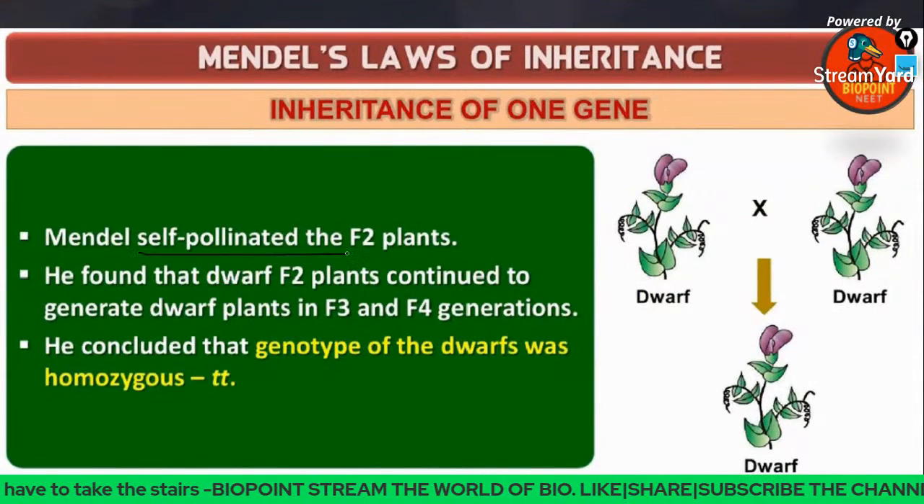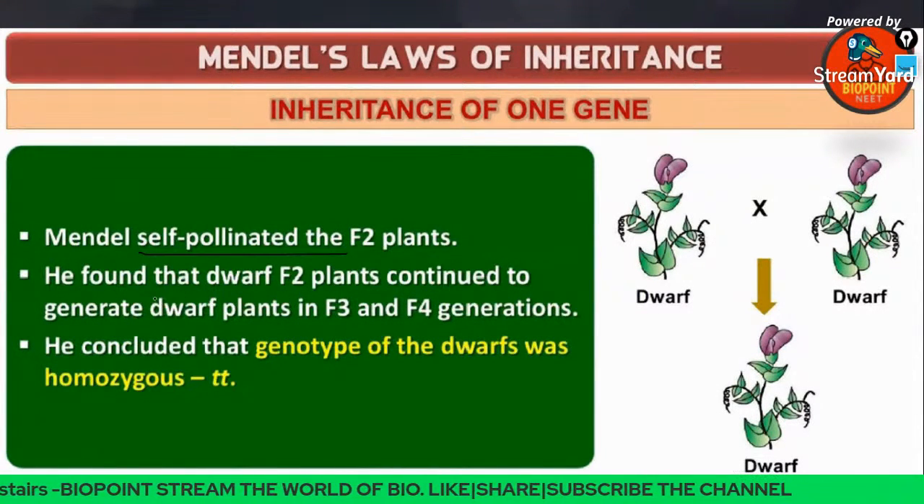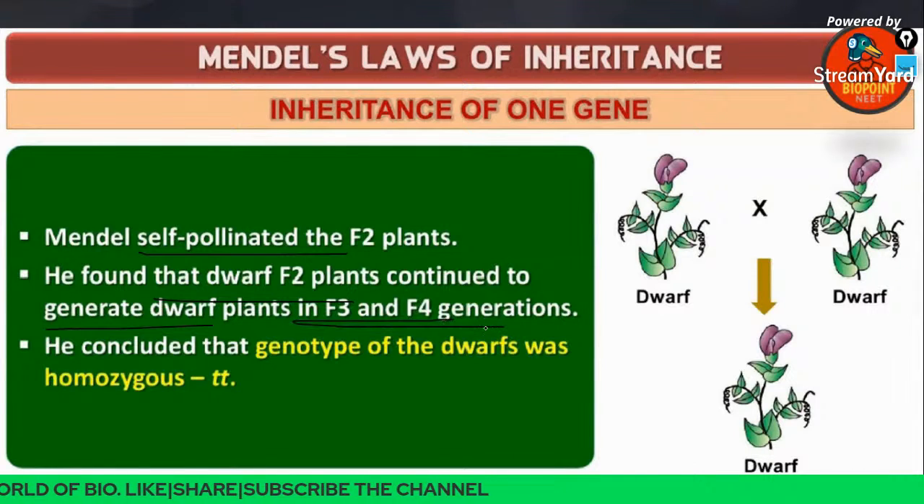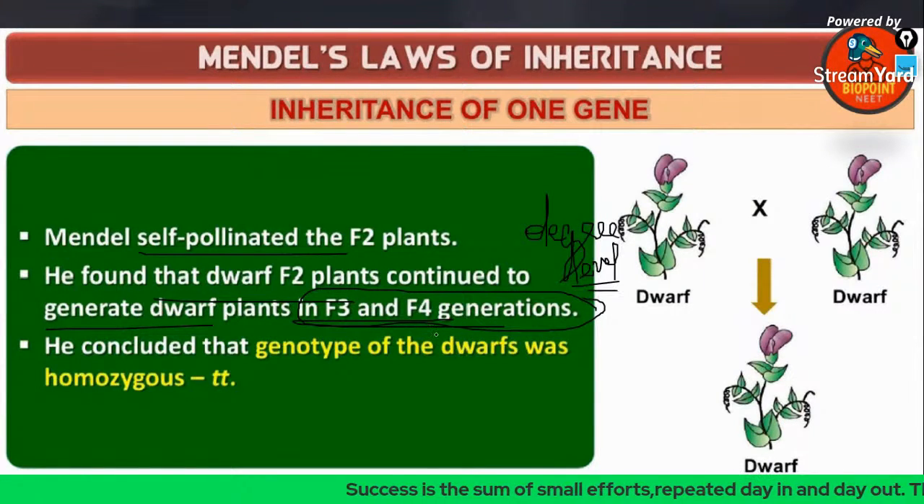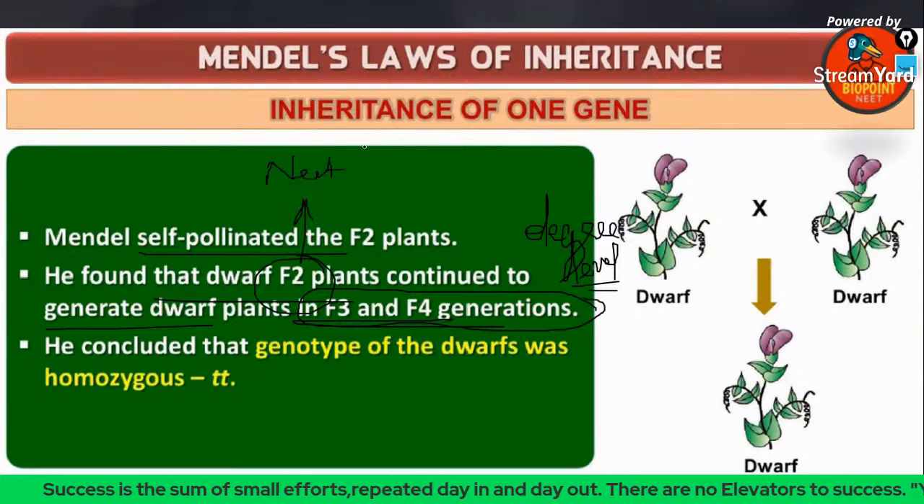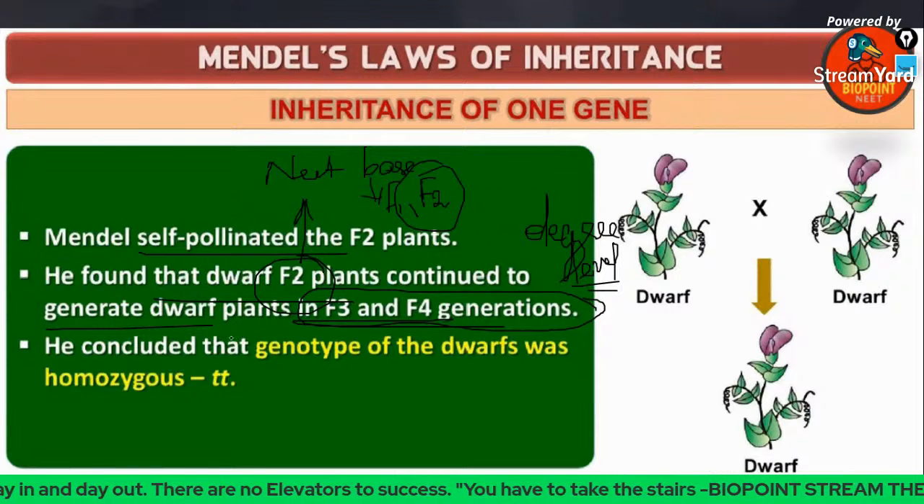Mendel self-pollinated the F2 generation. He found that the dwarf F2 plants continue to generate dwarf plants in the F3 and F4 generations. This you will study in your degree level. In this class 12th or NEET base, you have to study the F1 and F2 generations, which is important. Is that clear?